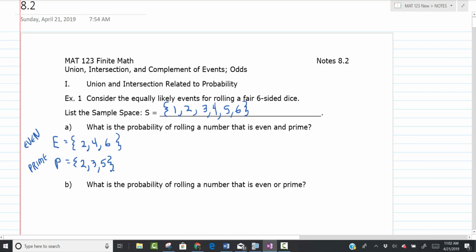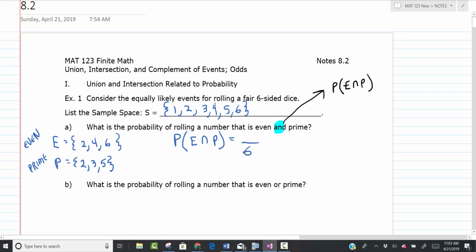So the key thing on this is an AND probability, and AND means intersection. Whenever you see that, think of this as the probability of getting an even and at the same time a prime. So we've got to look at the intersection of these two events. We're going to write down the probability of getting an even intersect a prime number.